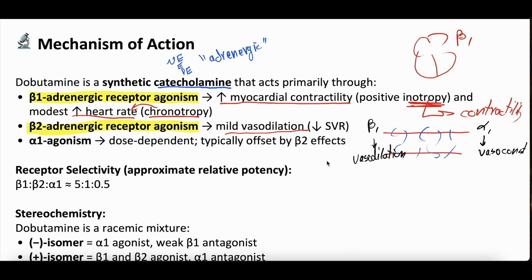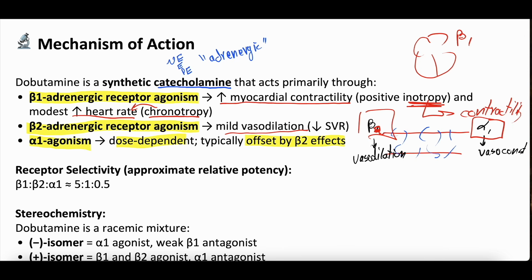This is why dobutamine can decrease blood pressure and cause hypotension sometimes. It gets confusing because there's some slight alpha 1 agonism. This is dose dependent, and typically the beta 2 effects are more. So although there is some slight alpha 1 agonism, which could cause vasoconstriction, the beta 2 effects on the peripheral vasculature are more. So there's usually more vasodilation. So dobutamine increases heart rate, increases contractility, and decreases blood pressure.